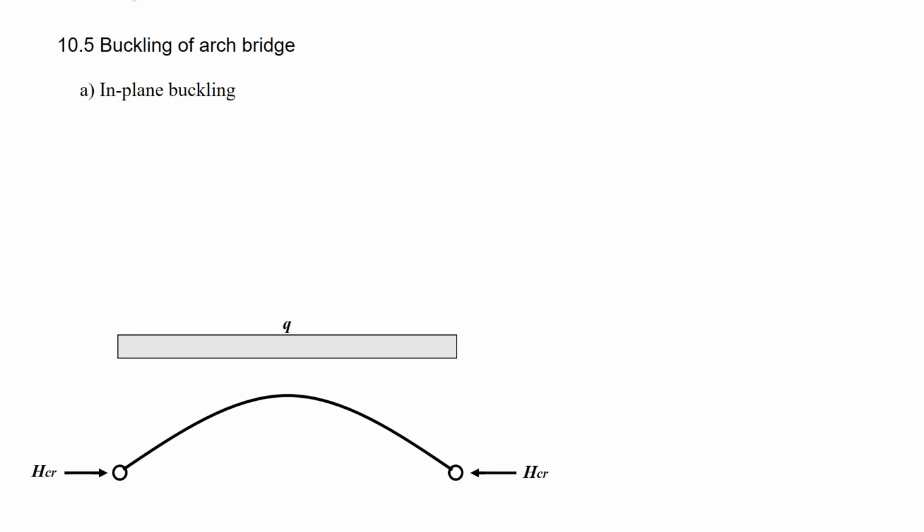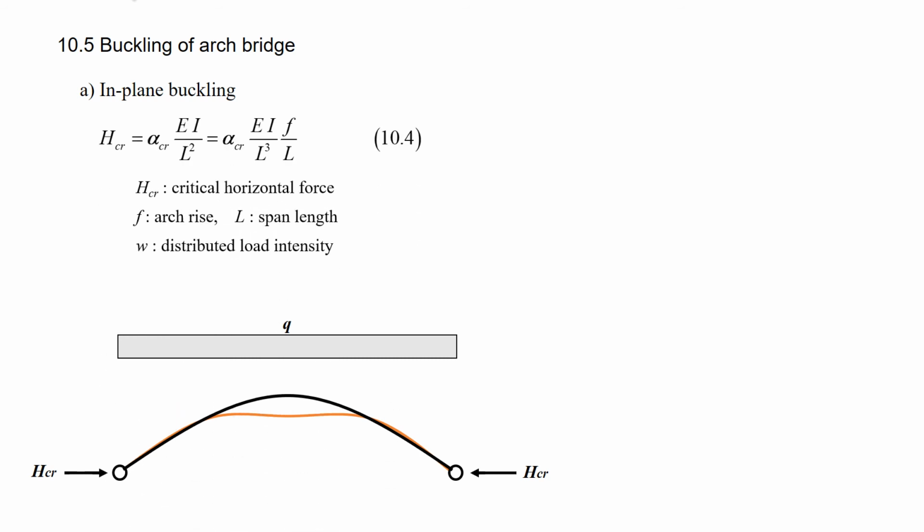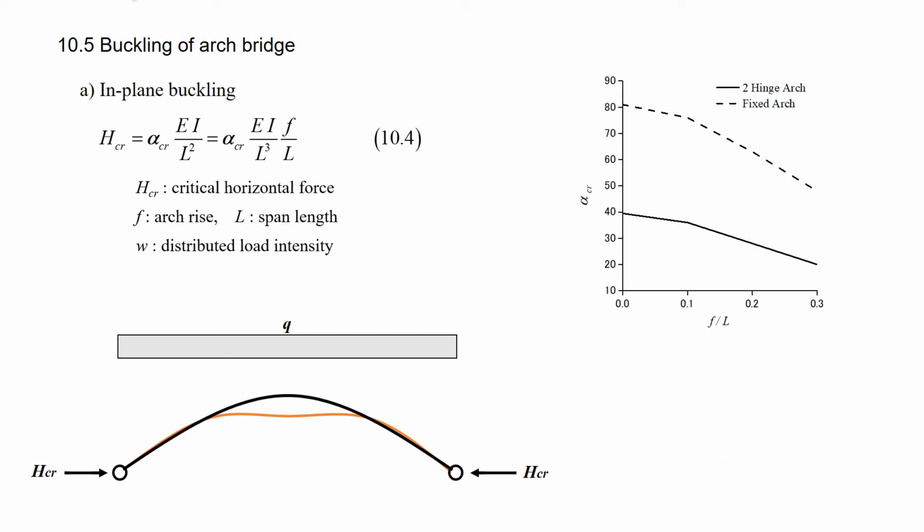10.5 Buckling of the arch bridge. A. In-plane buckling. When the arch rib is subjected to the distributed vertical load Q, it buckles like this. This is the in-plane buckling. The critical horizontal force depends on the bending rigidity, arch rise, the span length, and the buckling coefficient alpha CR, which depends on the type of arch as shown in this graph.